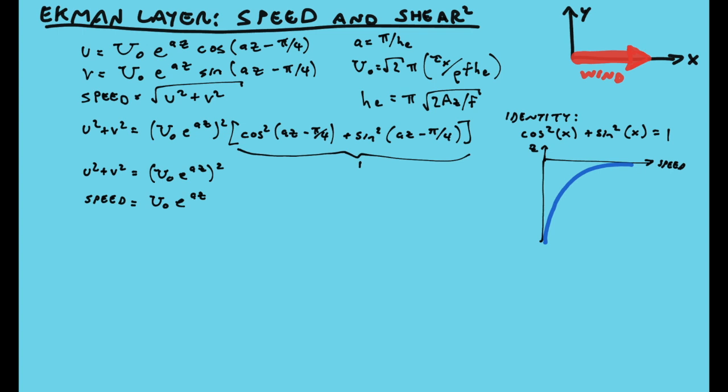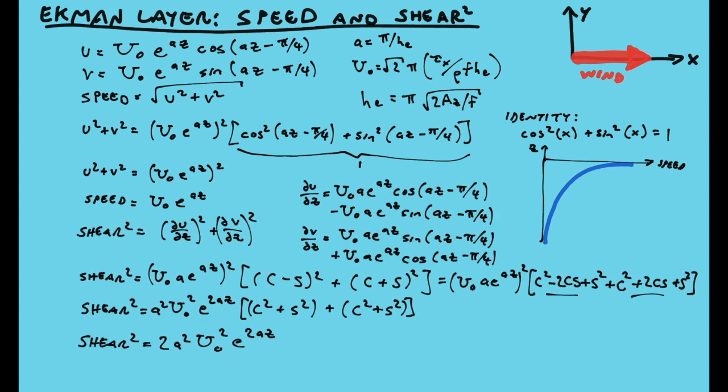At this point, we can calculate the speed. It's just the square root of u squared plus v squared, which is u naught times e to the Az. So speed exponentially decreases from the surface down through the Ekman layer. We can now step through the calculation of shear squared, which is du dz squared plus dv dz squared.